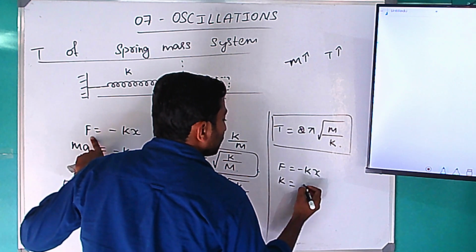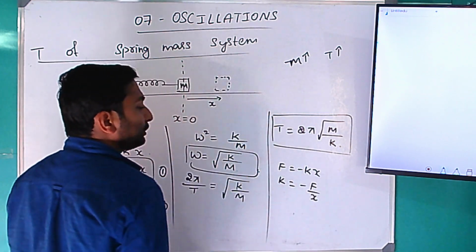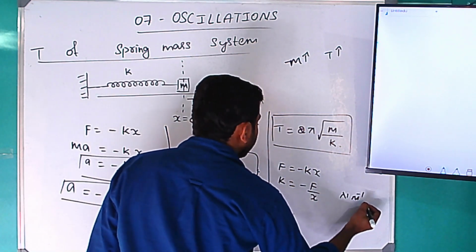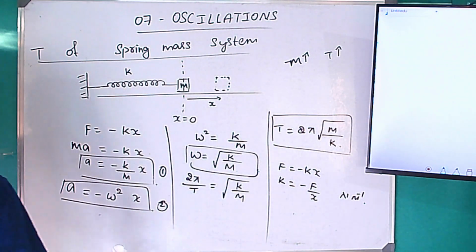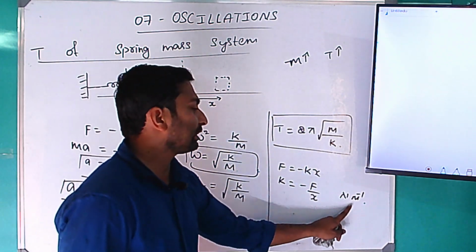So K is equals to minus F by X. The SI unit of the K is Newton per meter. Newton per meter. So andre you can visualize like this.